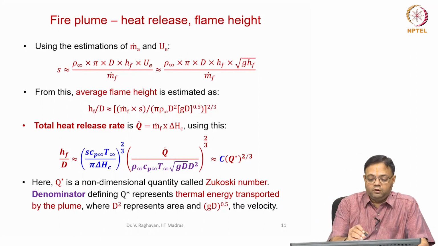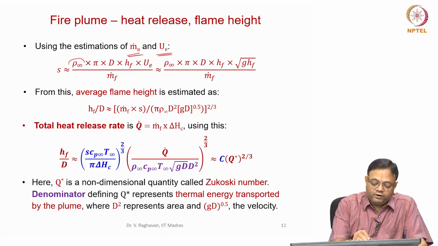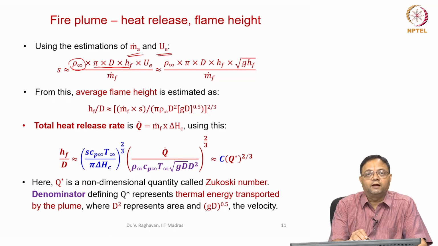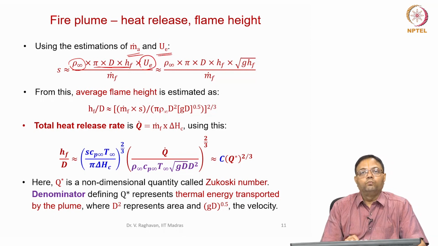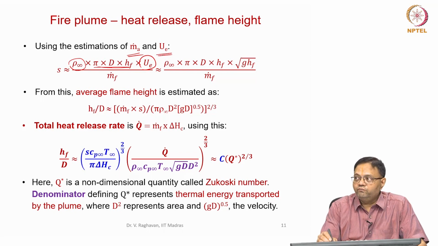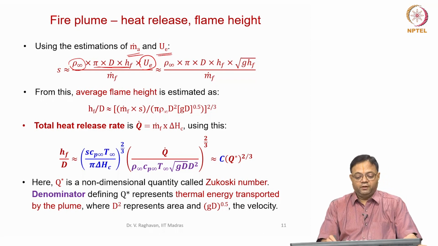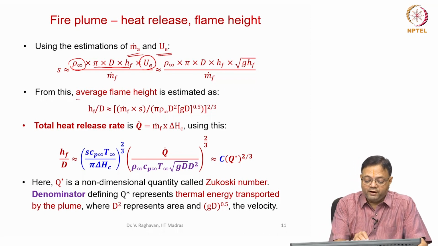So now, S is what? m dot A divided by m dot F. m dot A we have written as rho infinity times the surface area through which the entrainment occurs times the plume induced air velocity, that is UE. So now in the flame zone, UE is proportional to root of G into HF. So I can write rho infinity pi d HF into root of G HF. Okay. Now the average flame height.